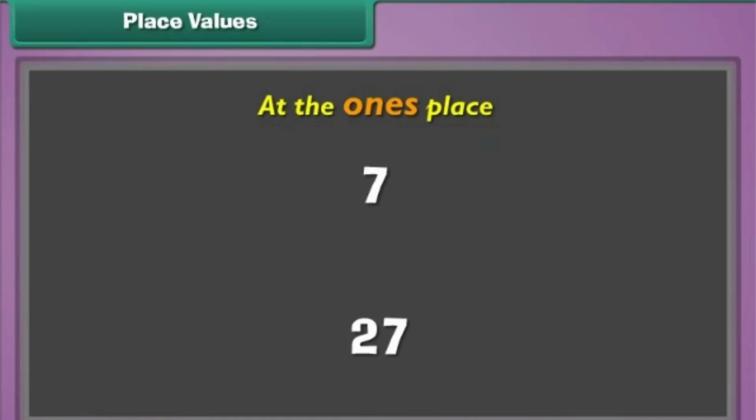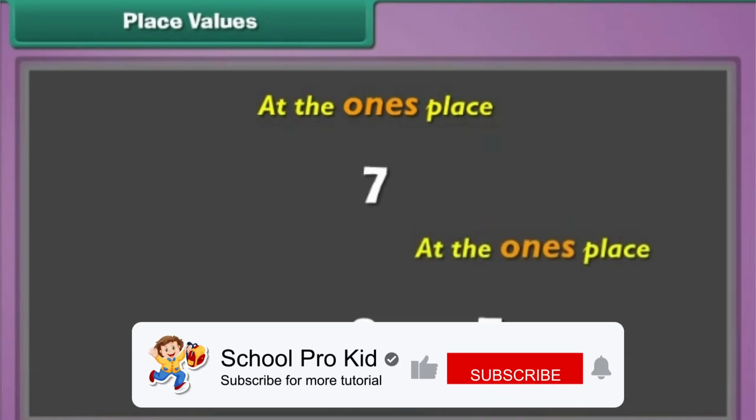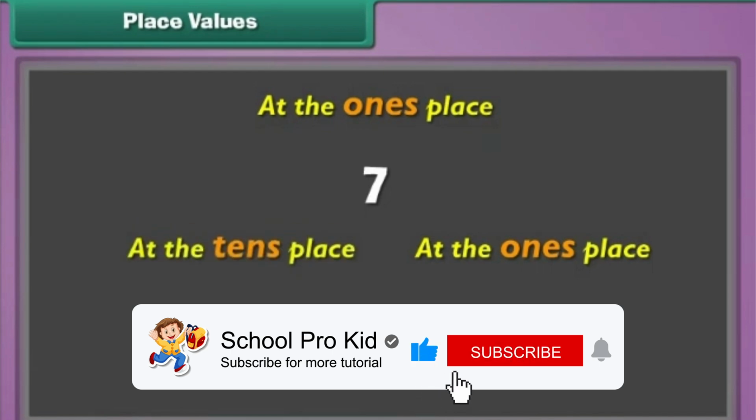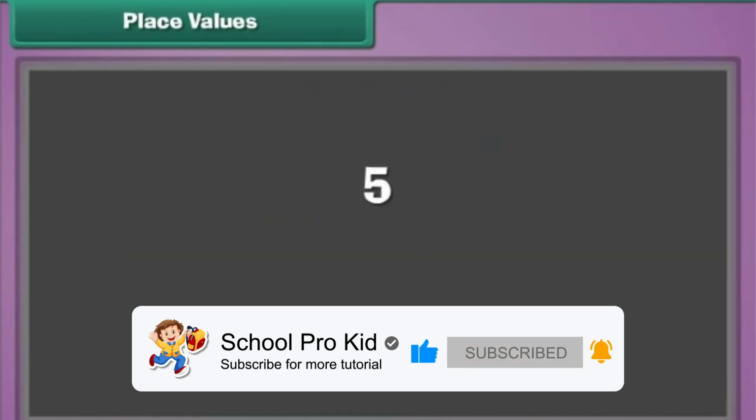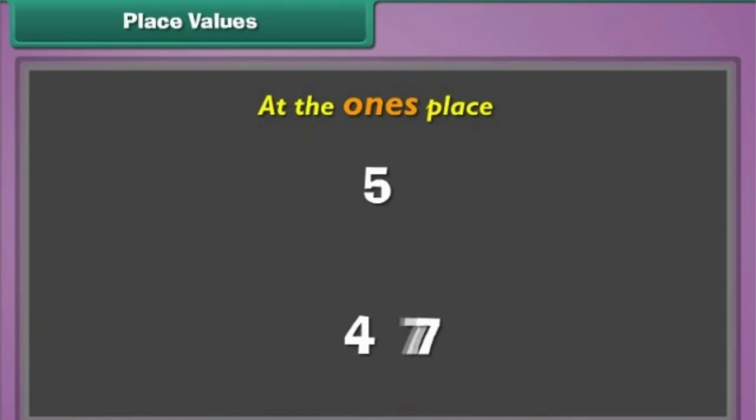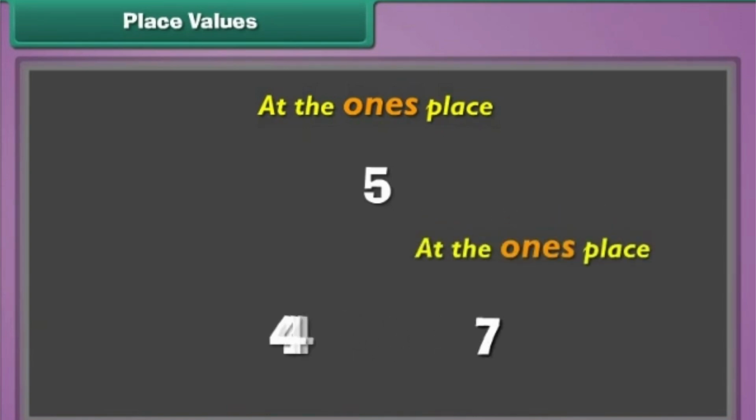Place values. Single-digit numbers have only 1 digit at the ones place. 2-digit numbers have 1 digit at the ones place and another at the tens place. Number 5 has only 1 digit, 5. It is at the ones place. Number 47 has 2 digits, 4 and 7. 7 is at the ones place and 4 is at the tens place.